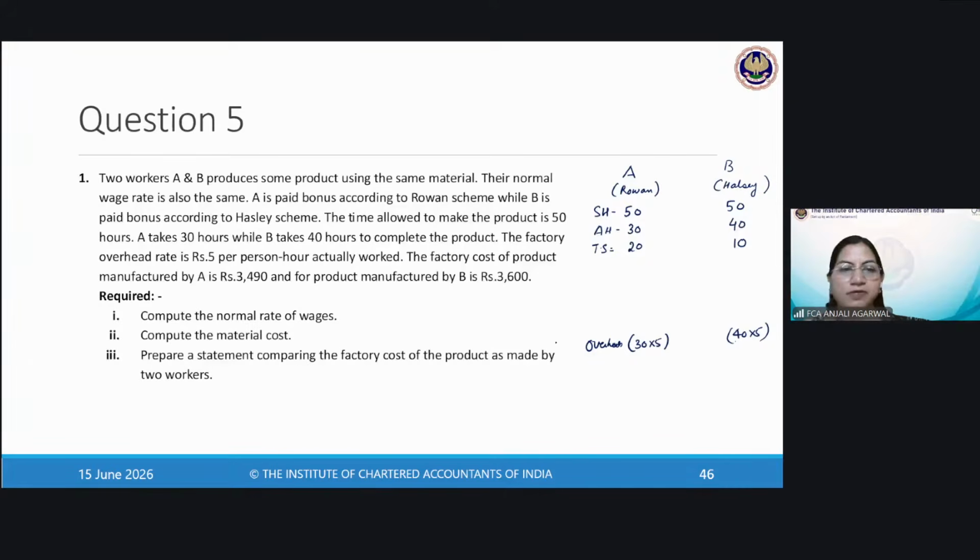The factory cost of product manufacturing is 3490 for A and 3600 for B. Compute the normal rate of wages. Normal rate is not paid. What is given is factory cost. Factory cost comprises material, labor, and overheads. Material we don't know. Wages also we don't know, the wage rate. So let's say Y.